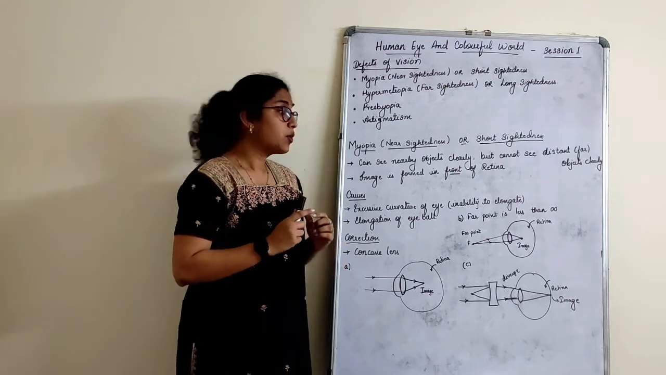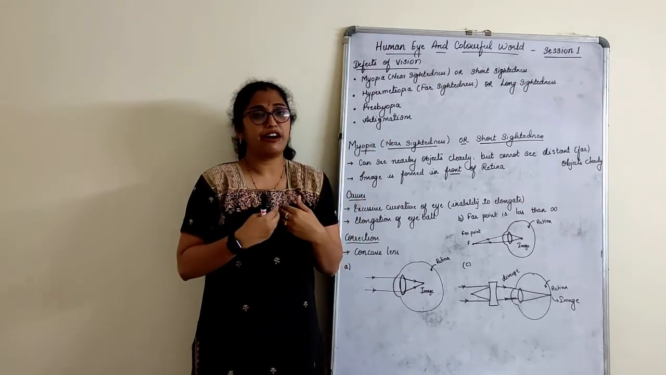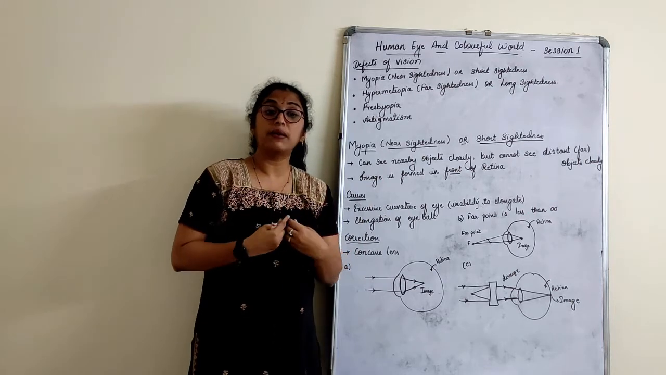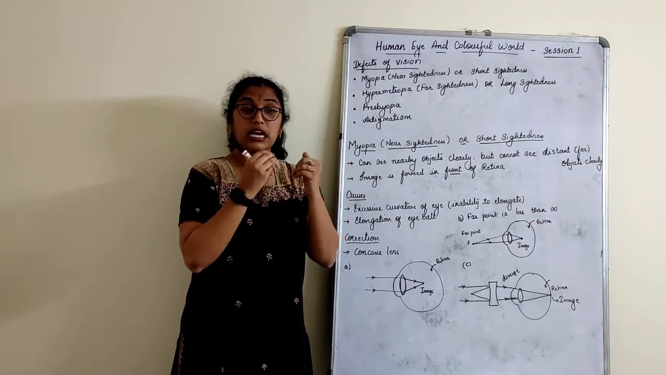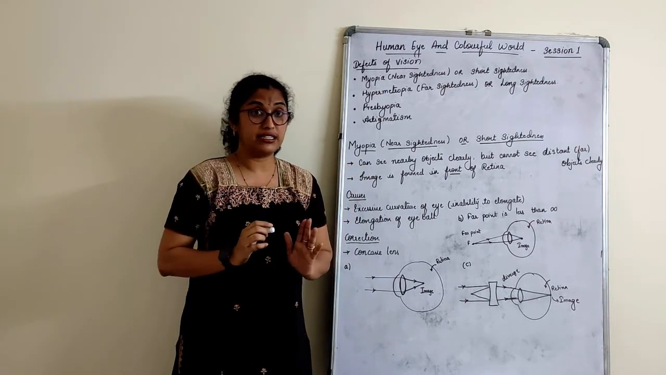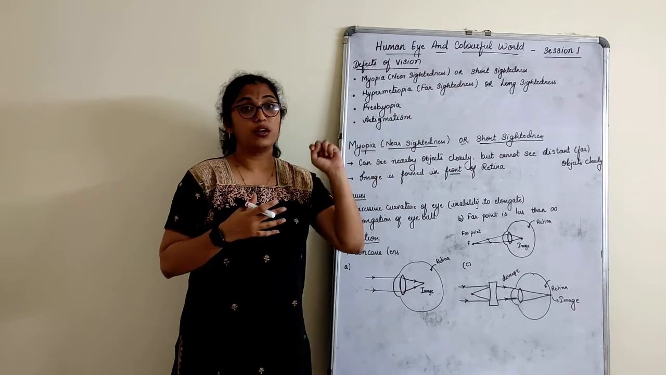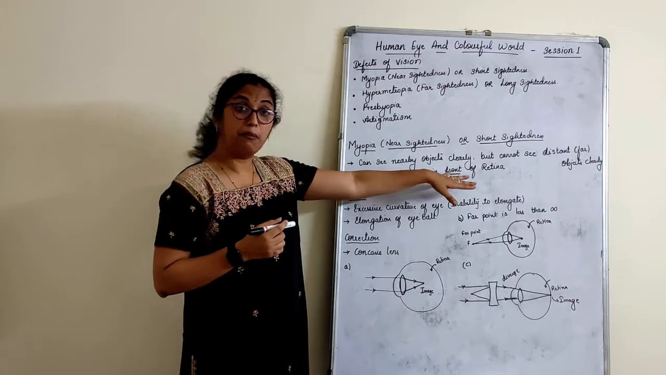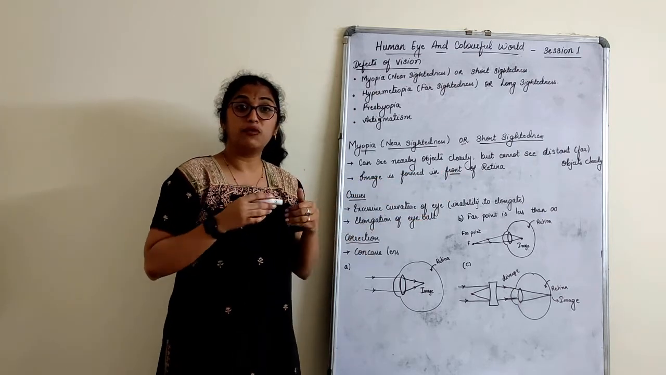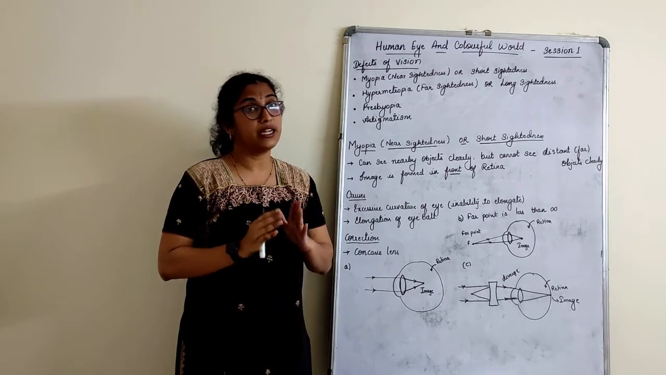That means what we can assume here is about his far point. What is the far point of a normal adult? The near point is 25 centimeter. The far point of a normal adult eye is infinity. Then what will be the far point of a myopic eye person? That will be less than infinity, because he cannot see distant objects clearly.